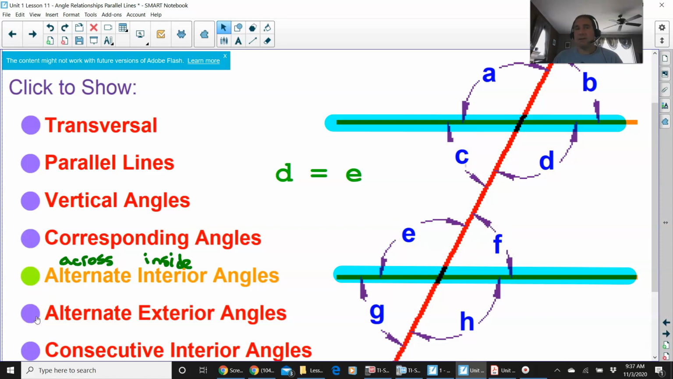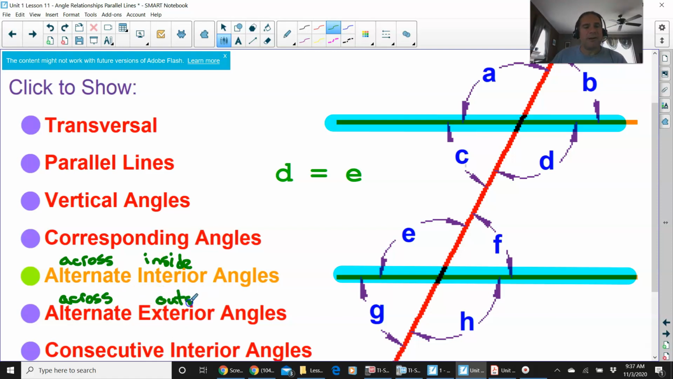So sticking with that, alternate exterior, again, the word alternate means across. And exterior does not mean inside, it means outside. So now when I'm looking at these parallel lines, I'm thinking about the angles that are outside. The A and the B, they're outside. G and H, those angles are outside. So that means if you're talking about alternate exterior, you're talking about outside angles that are across from each other.